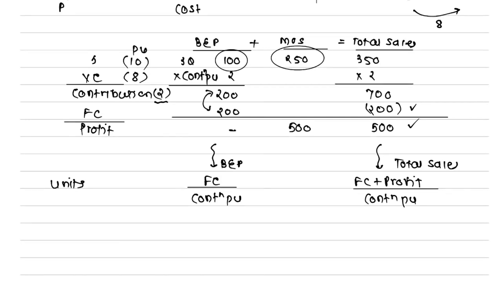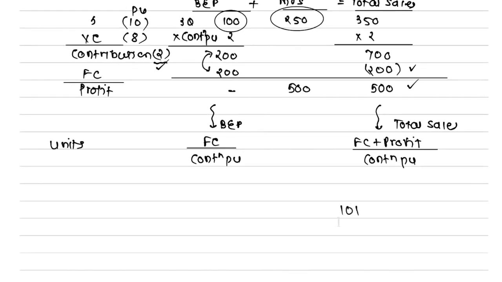If I sell 100 units, do you understand, no profit, no loss? Achha, if I sell 100 plus 1 extra unit, what is my profit? 2. You understand why? Because the fixed cost is already paid at 100. When you sell 1 extra unit, 2 rupees comes into your pocket as a contribution, that is your profit. Or if you don't understand that, 101 into 2, what you will get is 102.